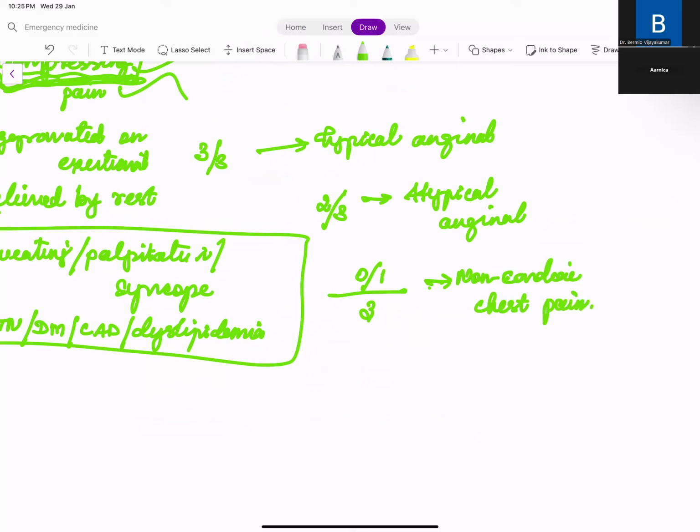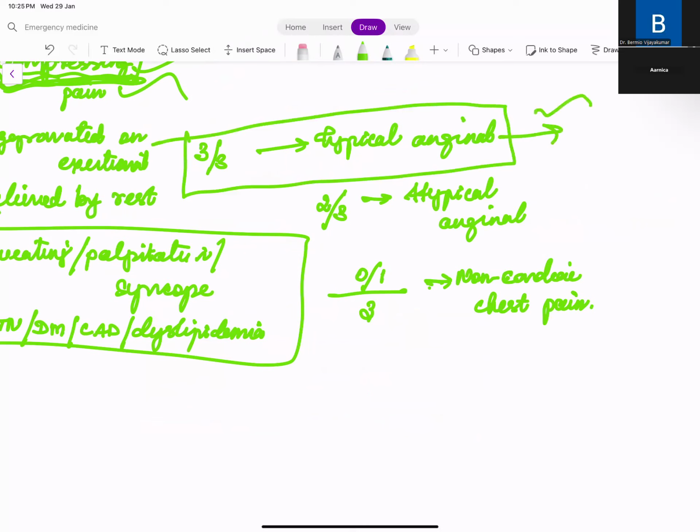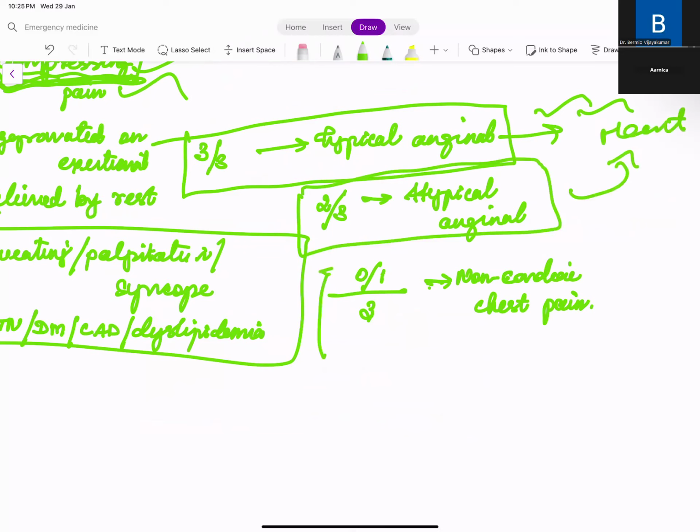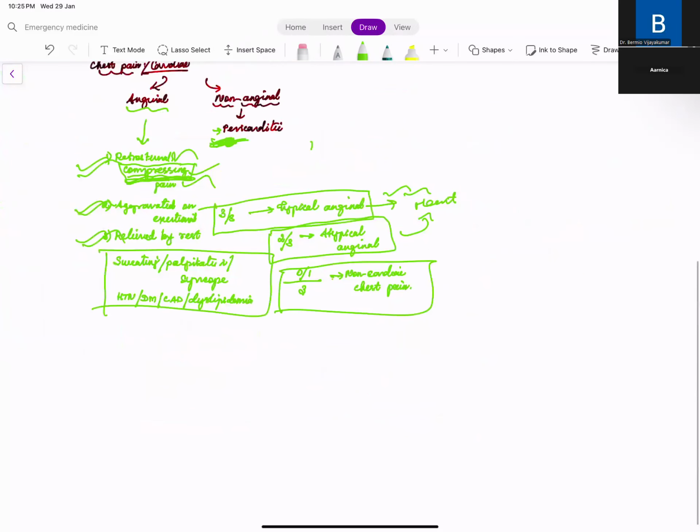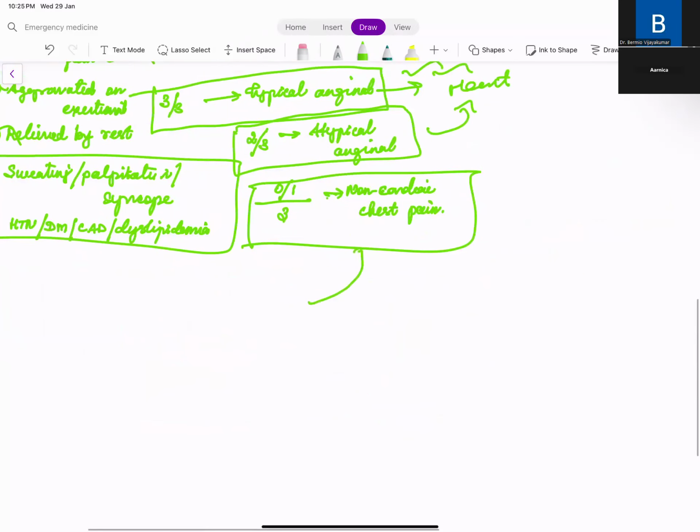So these 3 can help us identify. If it is a typical anginal chest pain, so mostly the heart is involved. If it is an atypical type of chest pain, then again we should consider the heart as the source of the pain. If it is a non-cardiac chest pain, we can be a little satisfied that it could be non-cardiac. It can arise either from the lungs or the musculoskeletal system or the esophagus, as we have discussed.